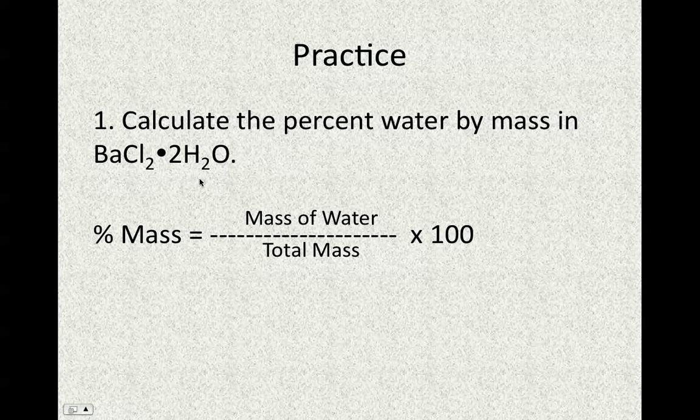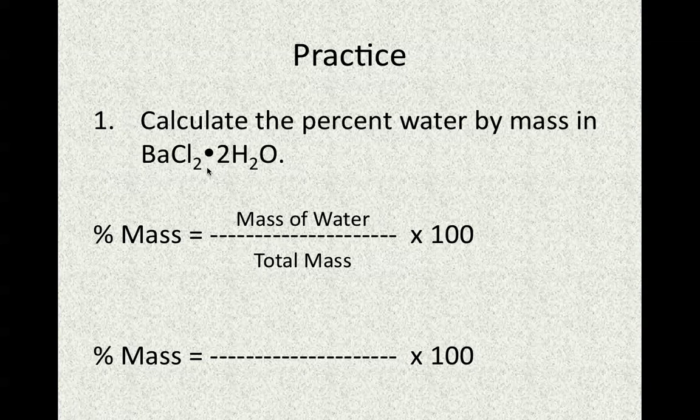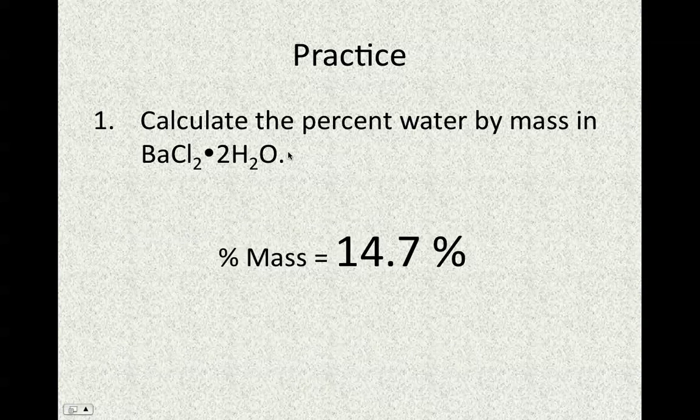The total mass is going to be the water and the barium chloride. So when we go ahead and do that, we find that the mass of water is 18, and we have 2 molecules of water, so 2 times 18. And the mass of the entire hydrate has a mass of 244.3 grams. When we take that division and multiply by 100, we find that this hydrate is 14.7% water by mass. So you should be able to analyze the chemical formulas using this method.